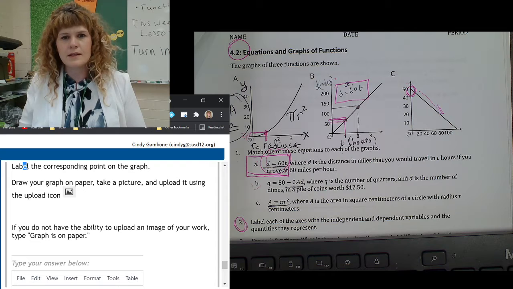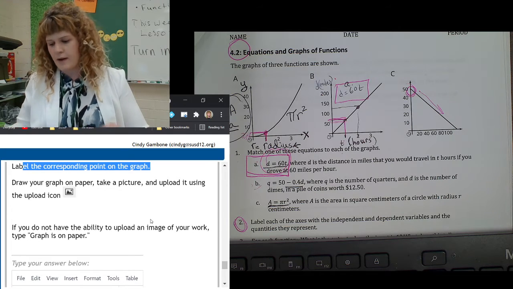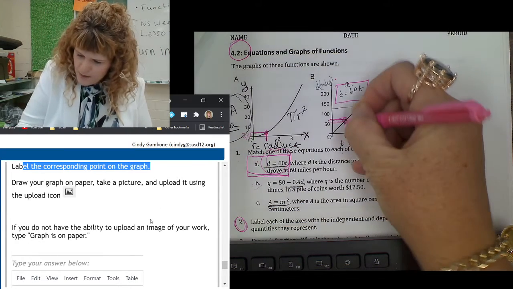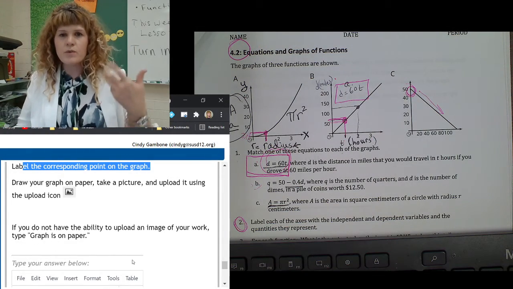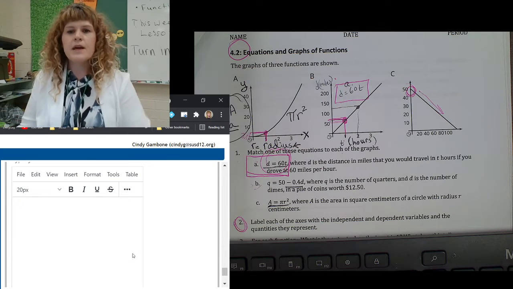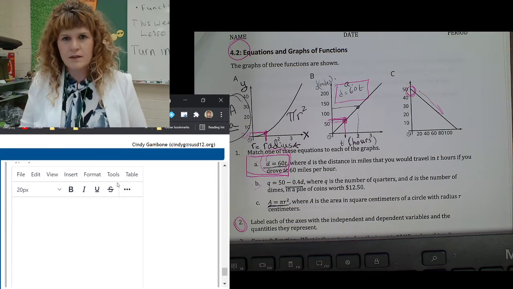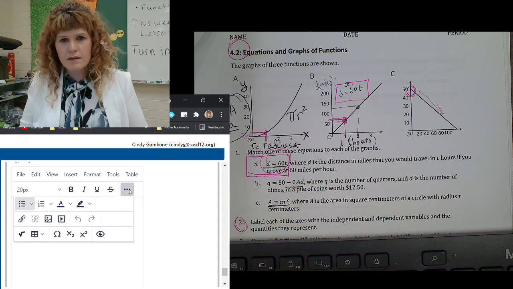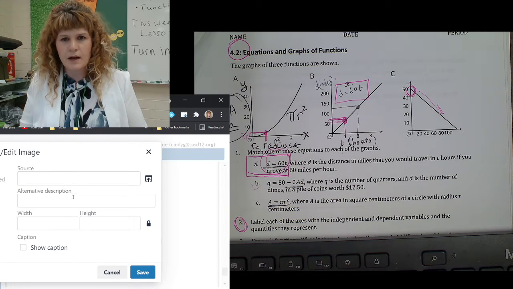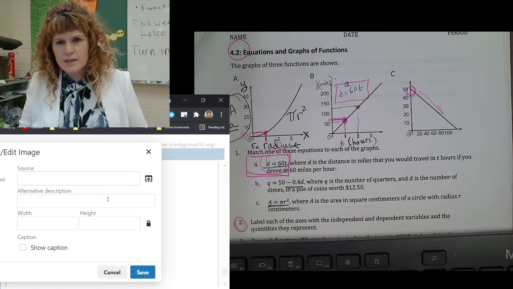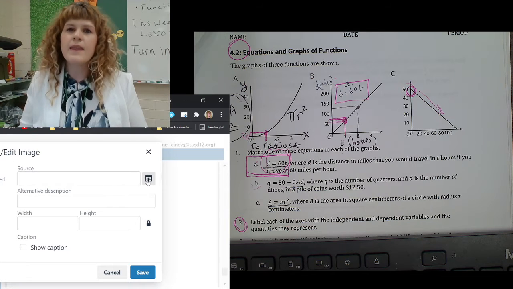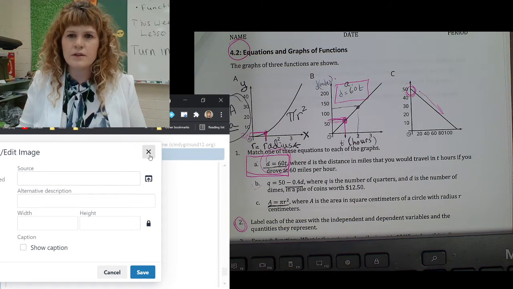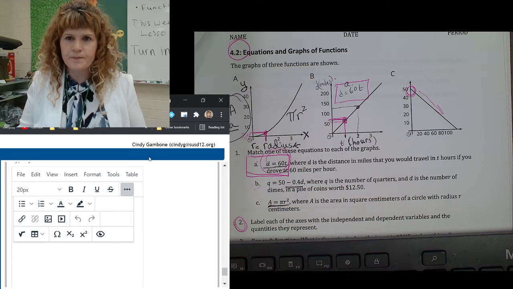Okay, let's see. Label the corresponding point on the graph. I did right here. Why don't you try uploading a picture? Take a picture with your computer's camera. It'll save in the picture file. Then come here, click on the 3 dots, click on the picture icon. It wants you to upload the picture. You have to click on the upload button. Then you can choose the file. If you click there, then go to the picture file on your computer and find the picture you took.